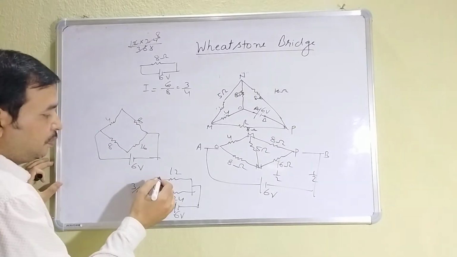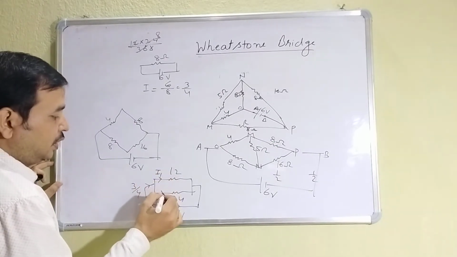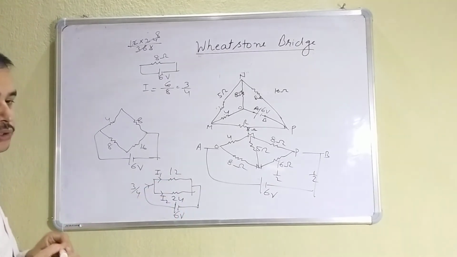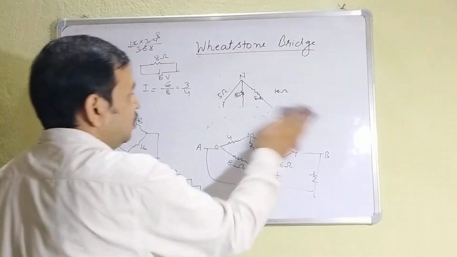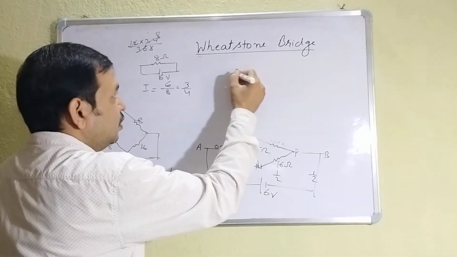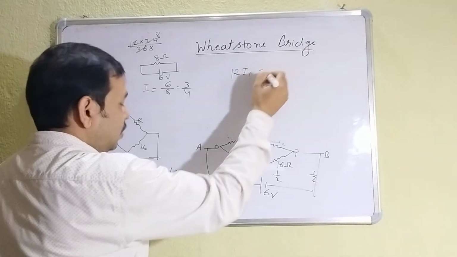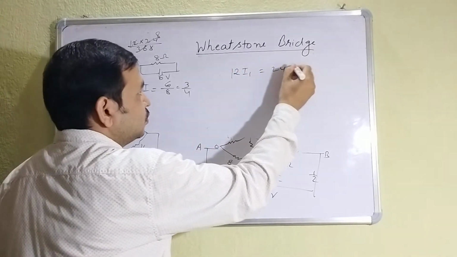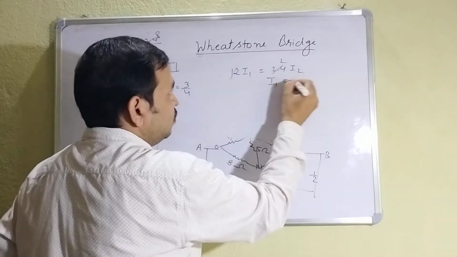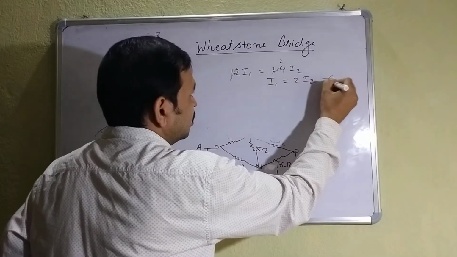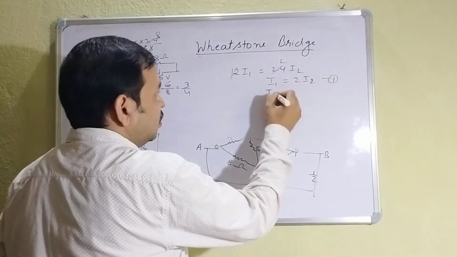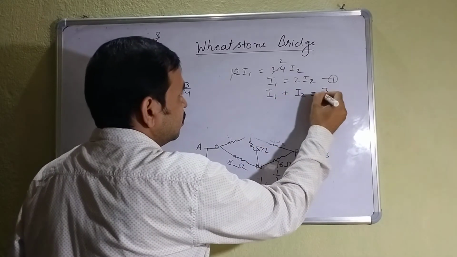How much current? Suppose I1 current is going in this direction, I2 in this direction. So just now I have told you, you have to write two equations for that. Now it is very simple. So 12 I1 is equal to 24 I2, that is cancel it. I1 is equal to 2 I2, equation 1. Now second, I1 plus I2 is 3 by 4.